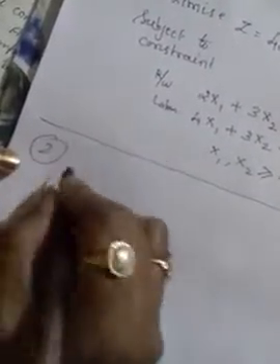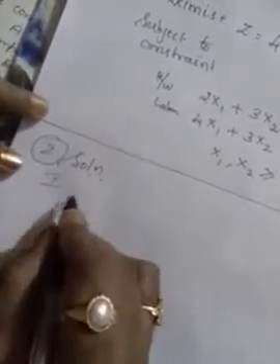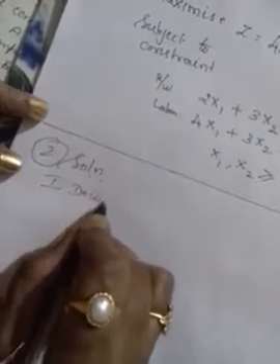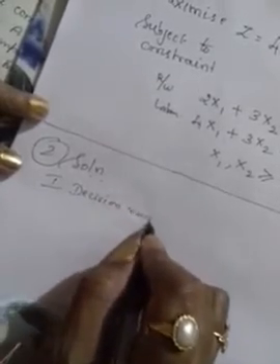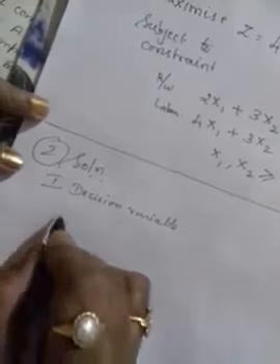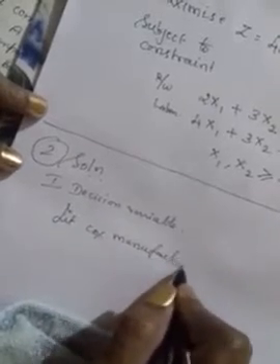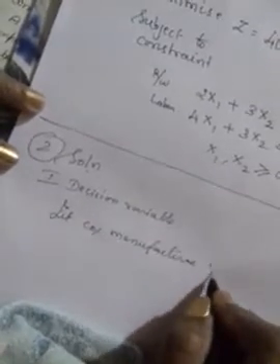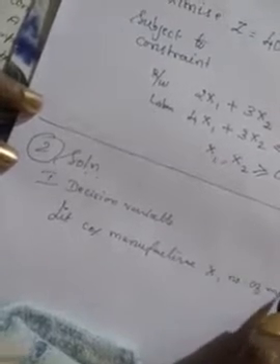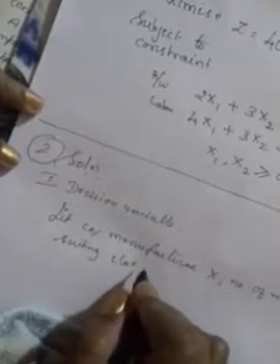Second problem solution. So now we have to write the decision variables, isn't it? First one: let the company manufacture X1 number of meters of shooting cloths.